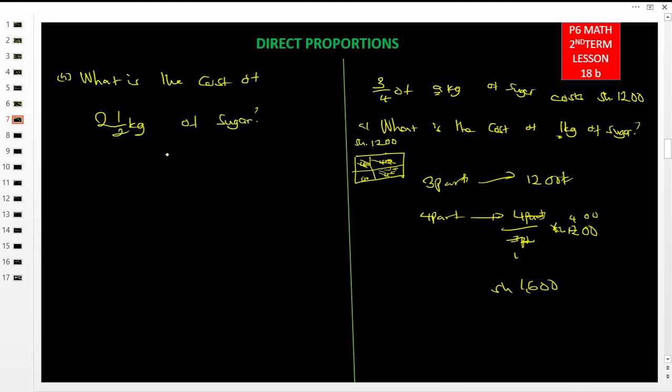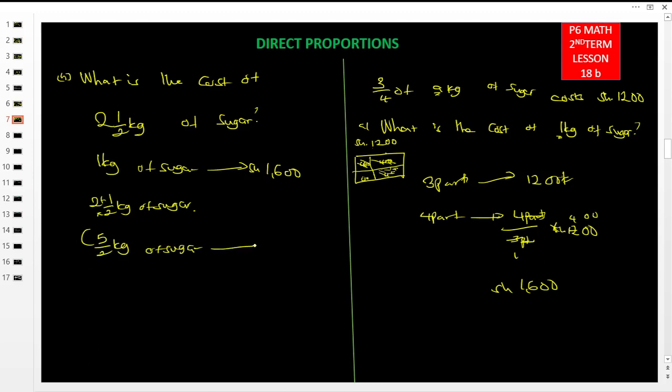So we are going to get the leading statement from the first question. So what is that one? It's 1 kilogram of sugar costing 1,600 shillings, right? Then how about that 2.5 kilograms of sugar? So we know from our fractions, 2 times 2 is 4 plus 1, so 5 out of 2 kilograms of sugar, right? So this is 5 out of 2 kilograms of sugar.